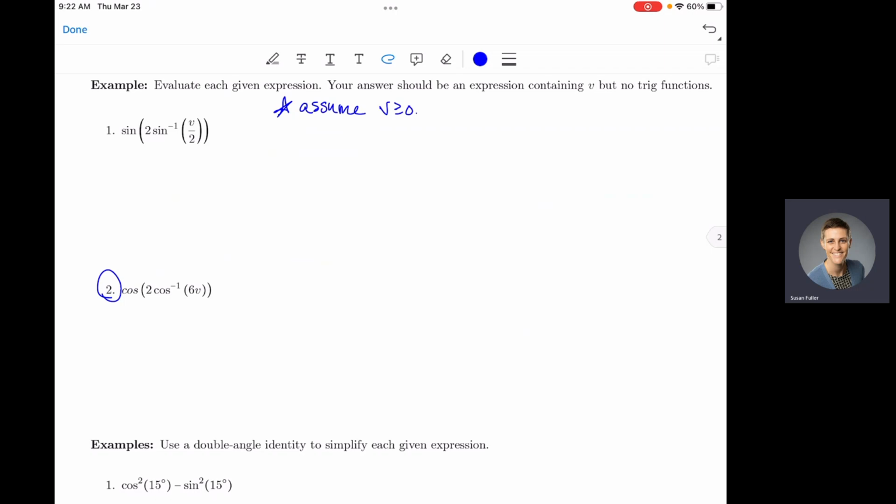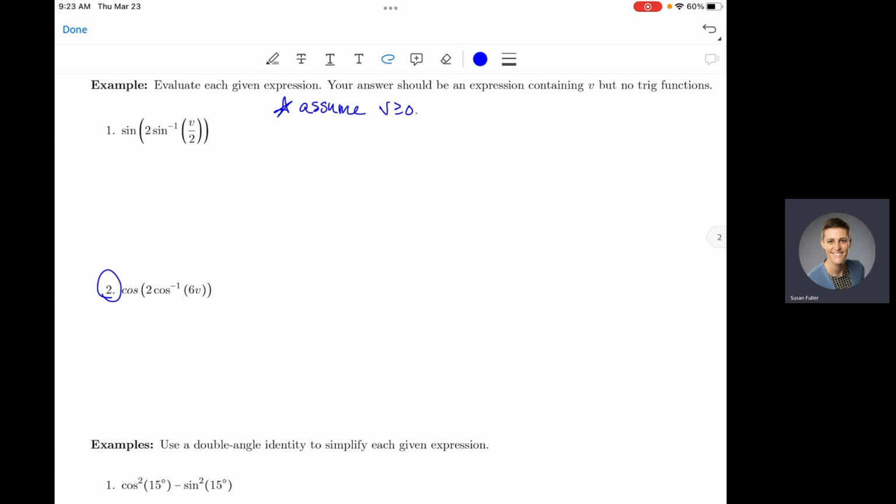Okay, so let's try number 2 here. We want to evaluate the cosine of 2 times the arc cosine of 6v. So this is a parallel parking example, right? We have a forward trig function on the outside and a backwards trig function on the inside. So we're going to have to parallel park here. And the way that we do these problems is you start on the inside and you work your way out.